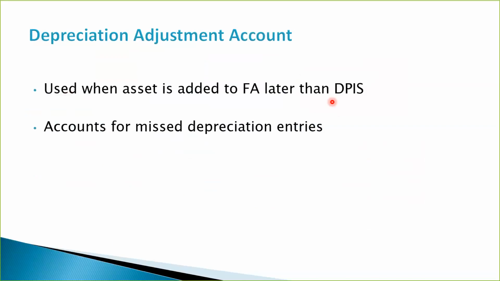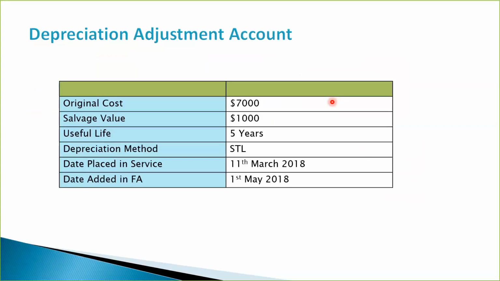The depreciation adjustment account is used when an asset is added to your FA module later than the date placed in service, and it accounts for missed depreciation entries. So that is the purpose of the depreciation adjustment account. We are going to look at an example so that we can understand what we are saying.